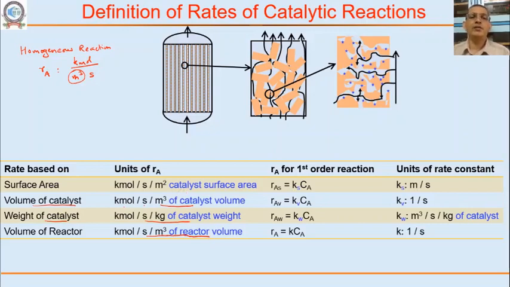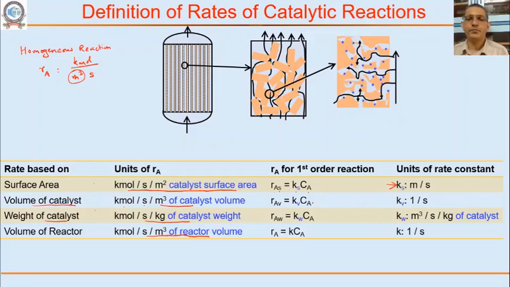Actually, what is happening is on the catalyst active surface, active sites are there. So what is important for reaction to happen is how many kilomoles per second are reacting per meter square of catalyst surface area. So that's how we could define rate based on any of these four different ways. If it's a first order reaction, then we can write rate on the basis of surface area as a rate constant Ks times Ca, and then Ks will have units of meter per second.